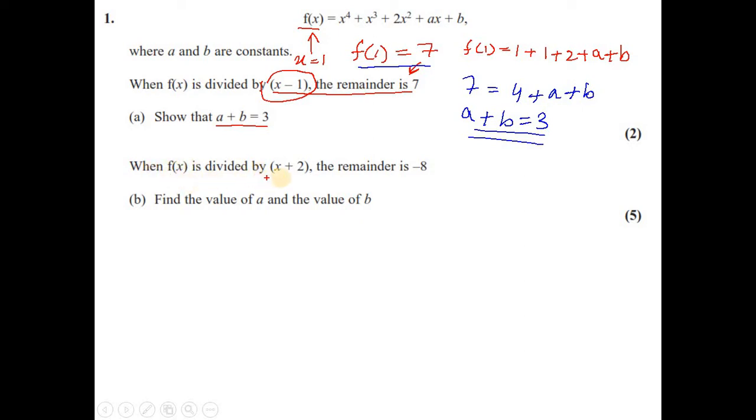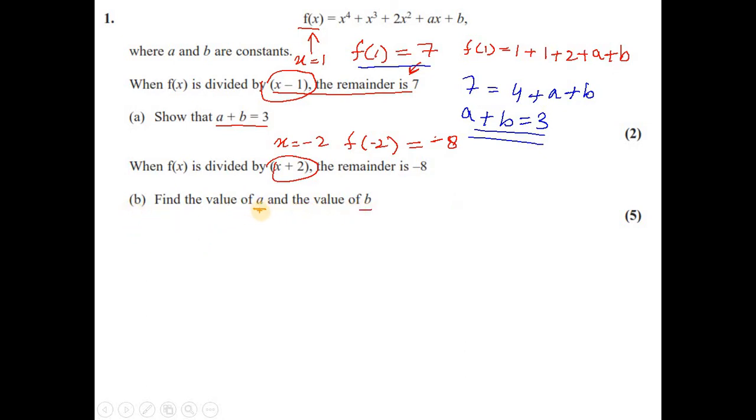When f(x) is divided by x plus 2, the remainder is minus 8. Find the value of a and the value of b. Now they are saying that when we divide by x plus 2, the remainder is minus 8. Clearly from this given condition, if you substitute x equal to minus 2, that means if you find f(minus 2), the remainder should be minus 8. Because in part B, they are saying that we need to find the value of a and b.